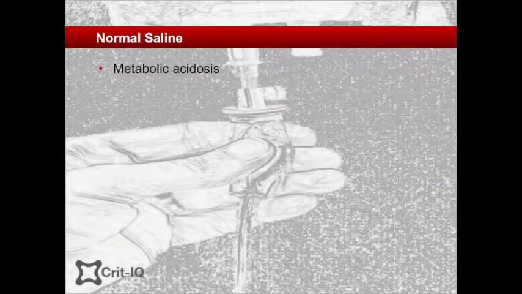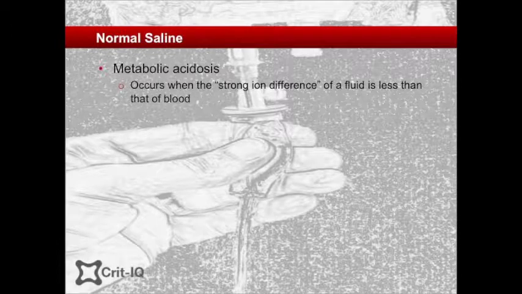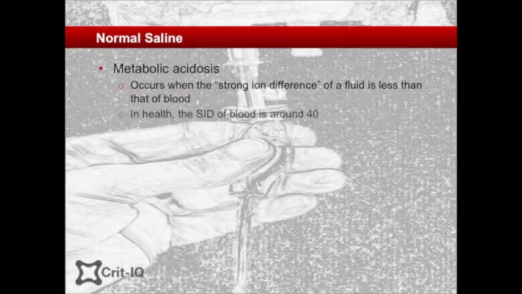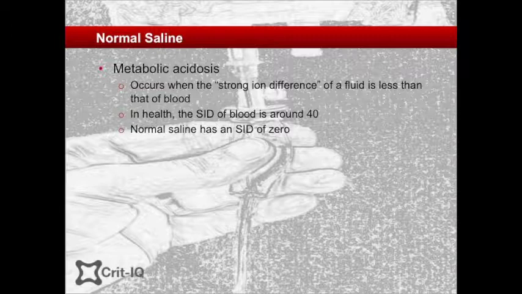The problem he describes is the now well-recognised complication of metabolic acidosis. This is an inherent complication of large volumes of fluids with a lower strong ion difference than that of blood, usually expected to be about 40 in health. Normal saline has a strong ion difference of 0, and thus can cause quite marked non-anion gap metabolic acidosis when large volumes are given quickly.